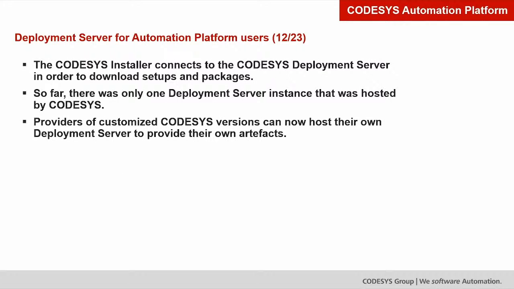The deployment server is the counterpart to the installer. It provides setups and packages to the installer and perhaps other artifacts in the future. You will probably not be familiar with the name deployment server, as the only existing instance was operated in the background by CODESYS. However, since December, we offer a customizable version for automation platform customers who produce their own CODESYS variant and add-ons, and this will give them the option of using the installer's update mechanism for deploying their own packages.